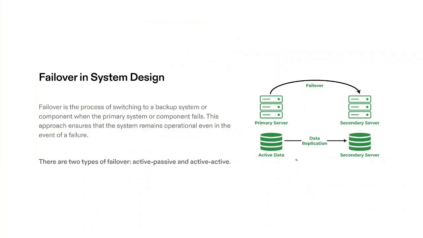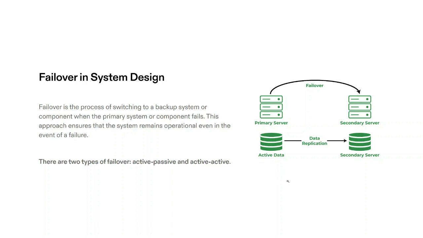And the second type of availability pattern is called failover. Failover simply is the process of switching to a backup system or component when the primary system fails. Now, consider this diagram. We have a primary server and a secondary server. By default, the primary server is always in action. It is processing user demands, user data, whatever requests are coming from the user.